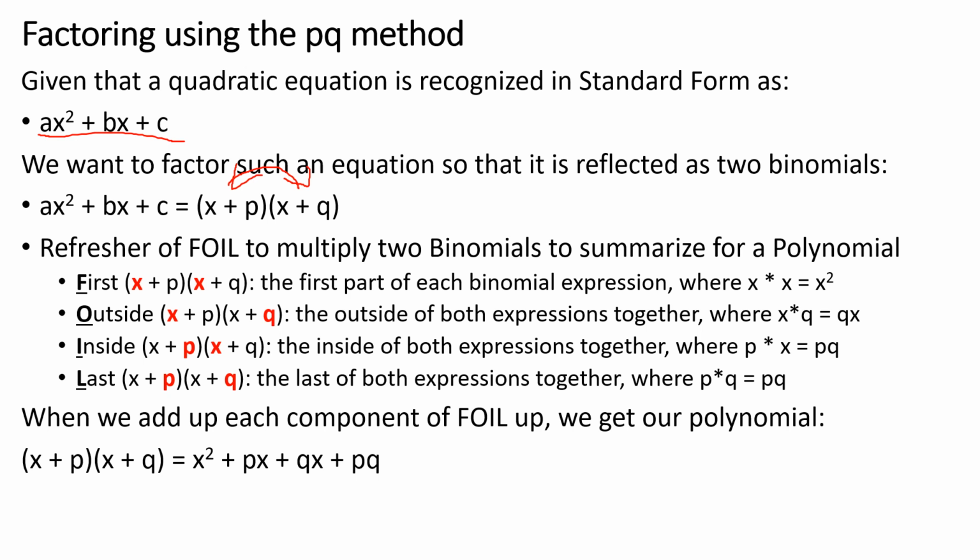And if we use FOIL, remember FOIL means first, outside, inside, last. Here's my first, x times x. My outside is x times p. My inside is p times x. And then my last is my p times q. And we are going to look at that p and q, and actually the coefficients in front of it, to help solve solutions.